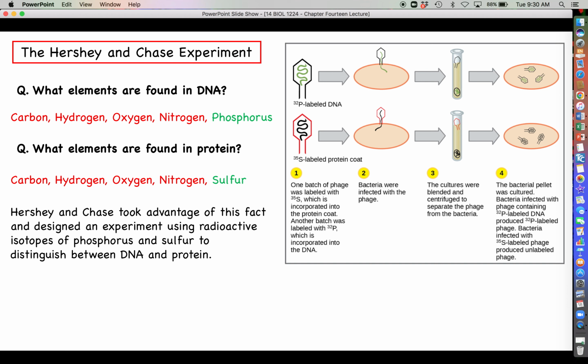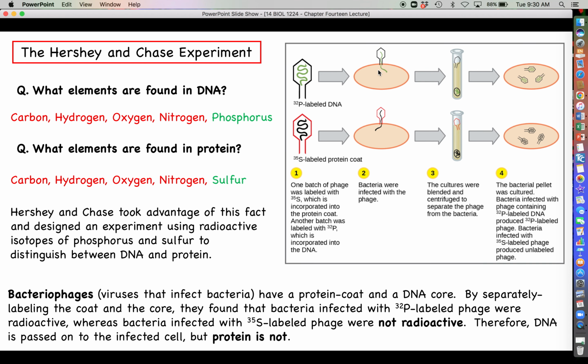So basically, Hershey and Chase took advantage of this fact and designed an experiment in which they used radioactive isotopes of both phosphorus and sulfur, P32 and S35, and that's going to be the basis for how they distinguish between DNA and protein. Any molecules that incorporate radioactive phosphorus must be nucleic acid, and any molecules that incorporate radioactive sulfur must be proteins. So if you look over here, what they did is they took a type of virus called a bacteriophage. This is a virus that exclusively infects bacteria.